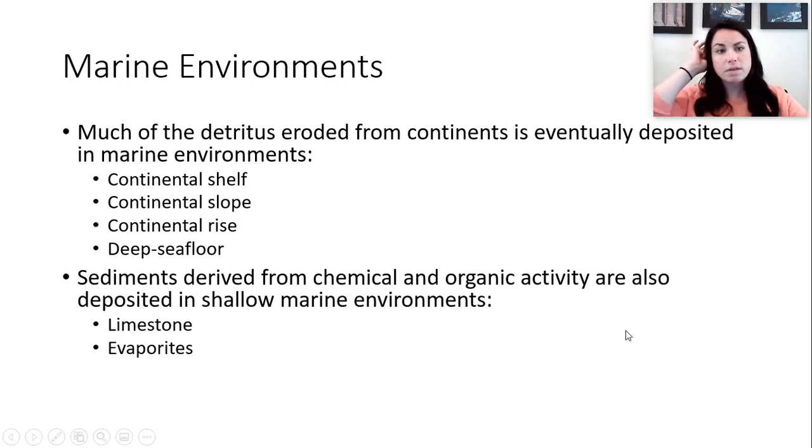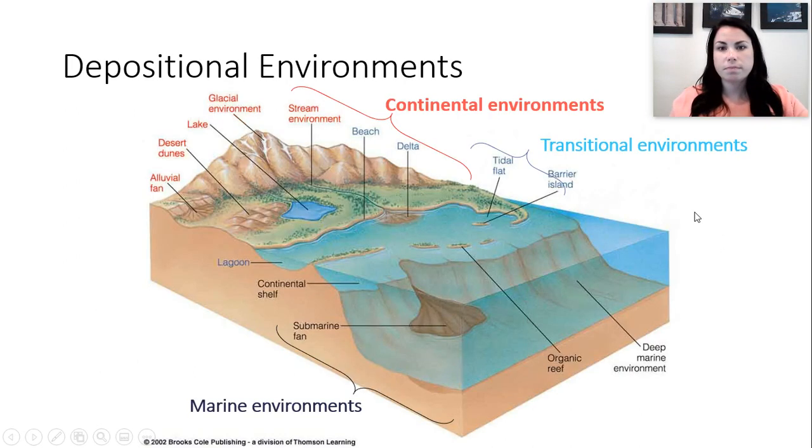Okay, so now let's move on to marine environments. In marine environments, much of the detrital sediment has been eroded from continents, and it's deposited into these marine environments. So an example of that would be the continental shelf, the continental slope, continental rise, and then the deep seafloor. And so sediments derived from chemical and organic activity are also deposited in shallow marine environments, and these would be limestone and evaporites. So let's take a look at some of these examples. First, here's again that diagram. So we already talked about the continental environments. We just talked about the transitional environments, and now we're going to look at the marine environments.